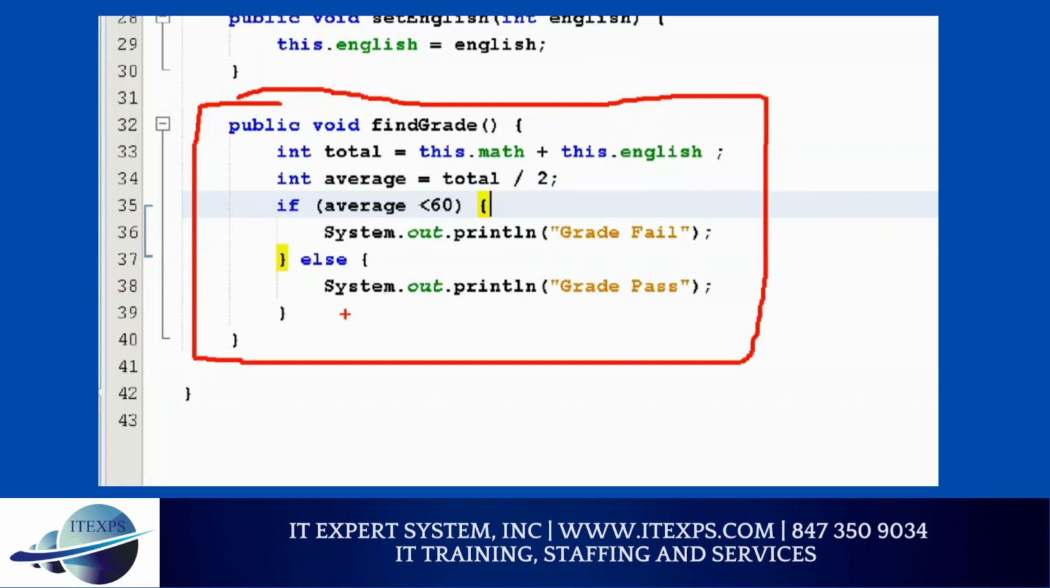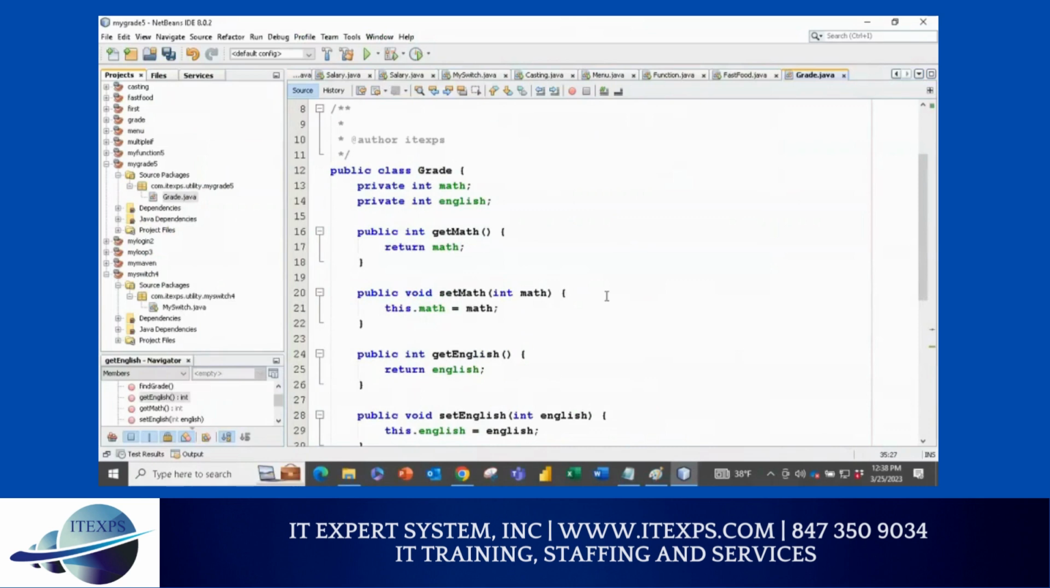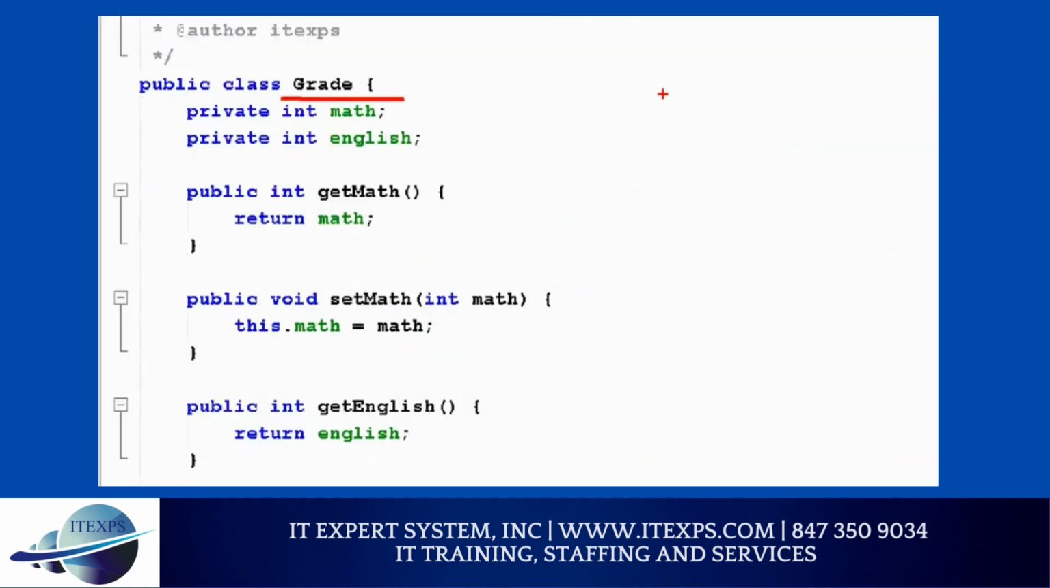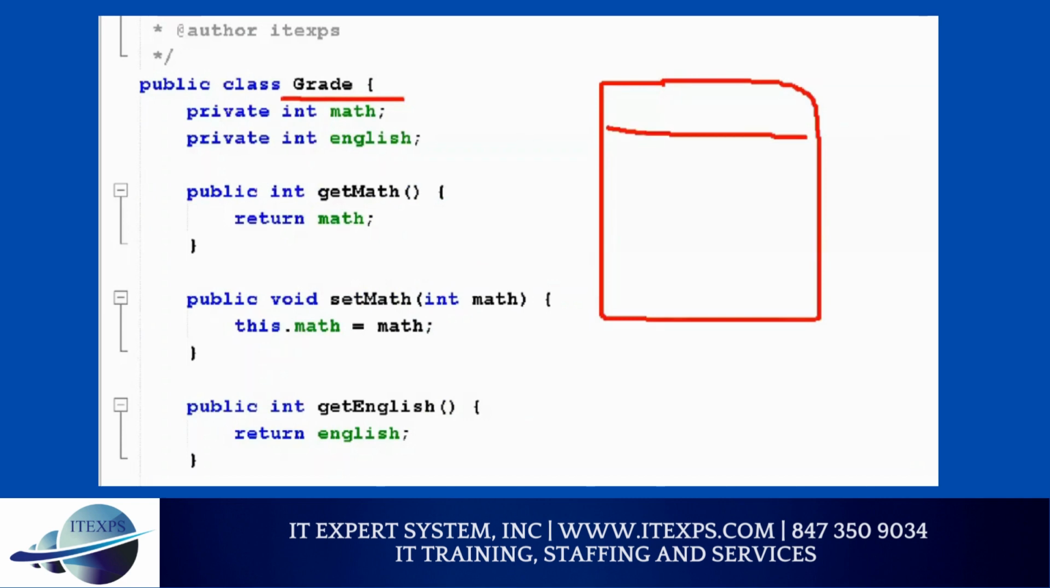Good. Now you can see that entire thing is the class Grade. So you can see here, the entire class is a grade, which is the object grade. And in grade, you have two attributes, math and English. And then you have set math, get math. And then you have set English, get English. And then you have the find method. So this is the method.